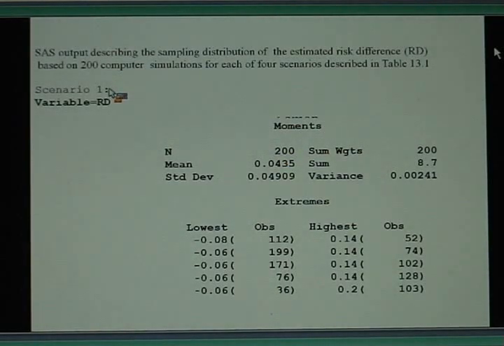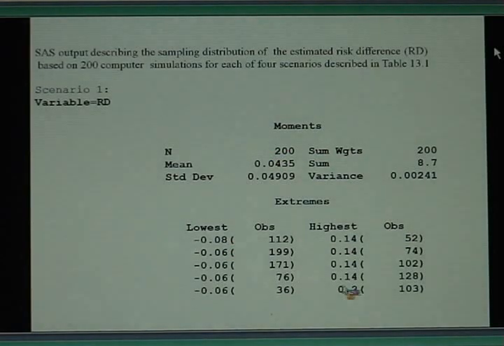I did 200 studies, each with 50 people. This is scenario 1: 50 people with a risk of 10%, 50 people with a risk of 5%. I calculated their risk difference. I wrote it on a piece of paper. I went back and simulated another study, a different 50 people with a risk of 10% and a different 50 people with a risk of 5%. Calculated the risk difference from that study, wrote that on a piece of paper, and did it 200 times.